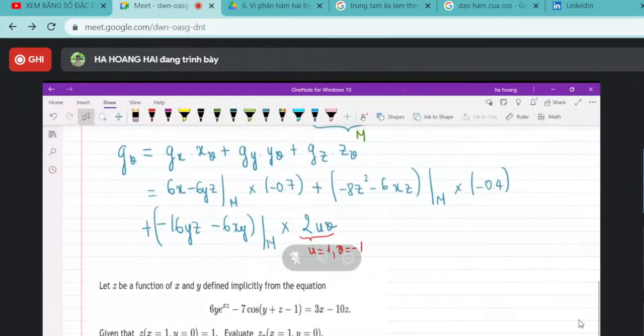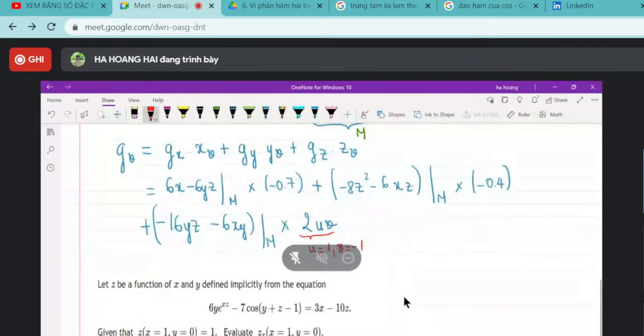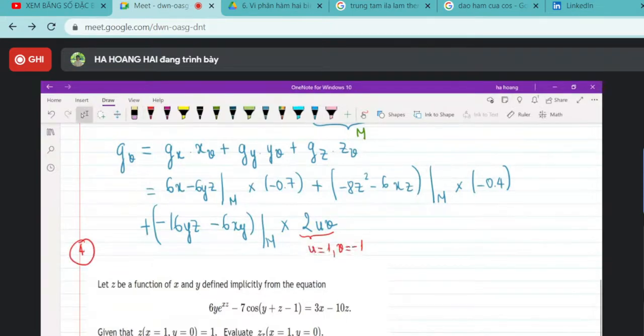Let z be a function of x and y defined implicitly from the equation. Okay, here's question number 4. Given that z when x equal to 1, y equal to 0 is equal to 1, evaluate zx at this point.